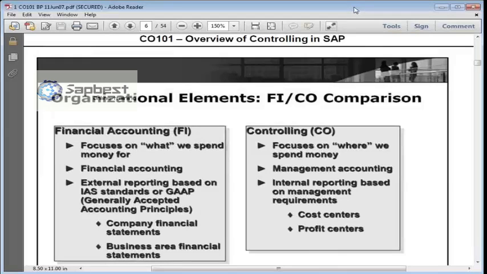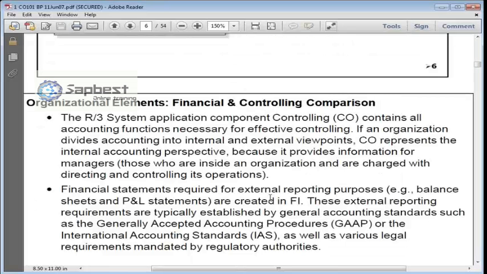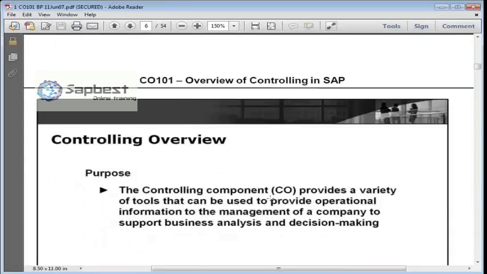Financial accounting and controlling are tied together whenever you're expensing something. In FI, whenever you're posting an expense to something, the system automatically posts something back to the CO. CO contains all of the accounting functions necessary for effectively running your controlling organization. So CO represents the internal accounting perspective, and FI is the external perspective.